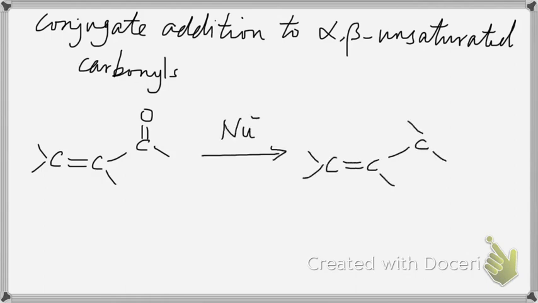When we have a nucleophile reacting with a carbonyl group, previously we've learned that a nucleophile will attack on the carbonyl carbon, open the C=O double bond. So as a result, the final product will have an alcohol functionality.